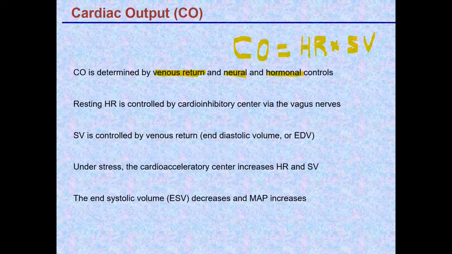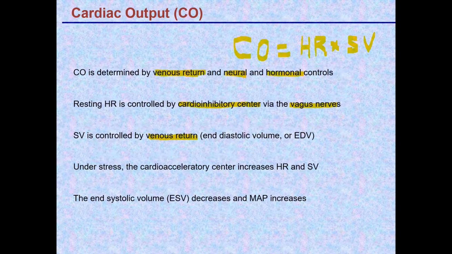Resting heart rate, in terms of neural control, is controlled by what's called a cardioinhibitory center in the brain stem. And signals from there go out via the vagus nerves. The stroke volume is in fact controlled by venous return. The more blood returning to the heart will have an effect on how much blood the heart can pump out.